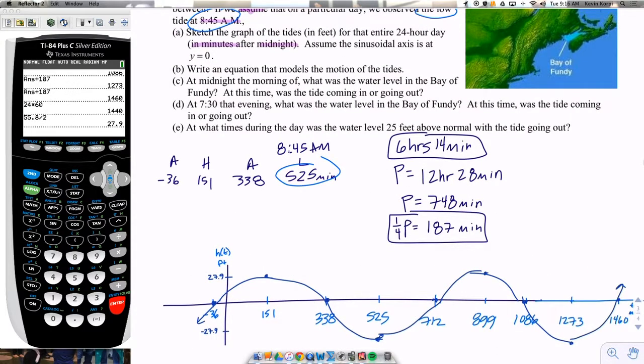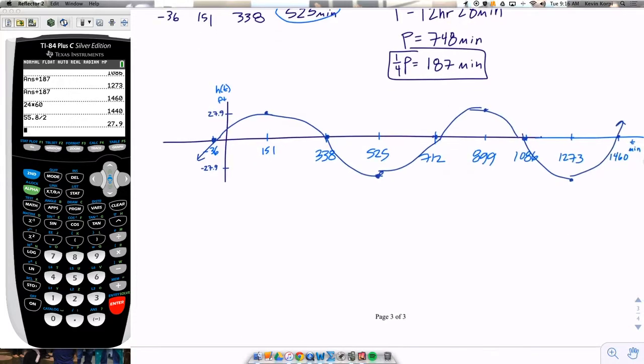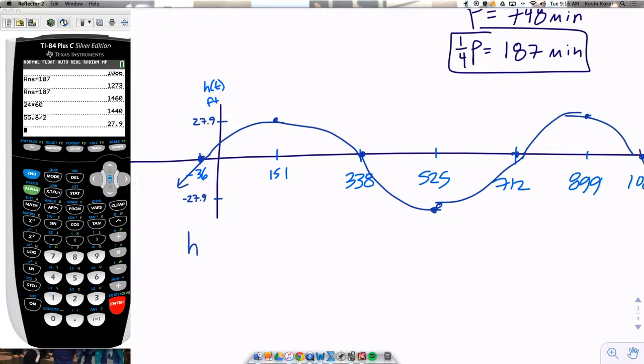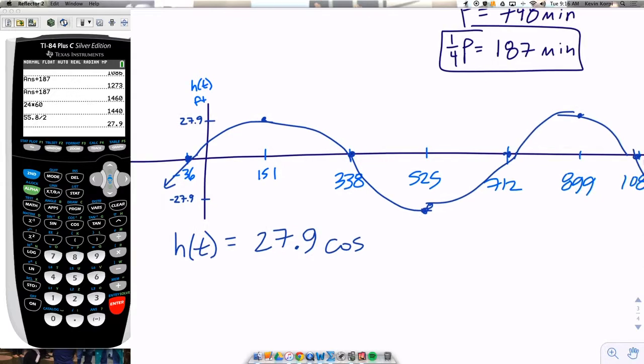Okay, so now that you have the graph, you can write the equation. Write an equation that models the motion of the tides. Well, we already named our function h of t. What's the amplitude? 55. Well, the amplitude would be half of that, right? 27.9. You want to call it a sine or a cosine? I don't care. Cosine, all right. Positive or negative? All right, if you do a positive cosine, then the amplitude is just positive 27.9.